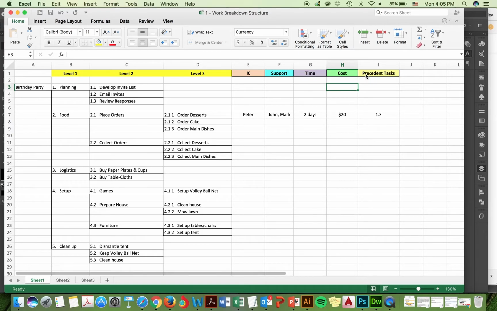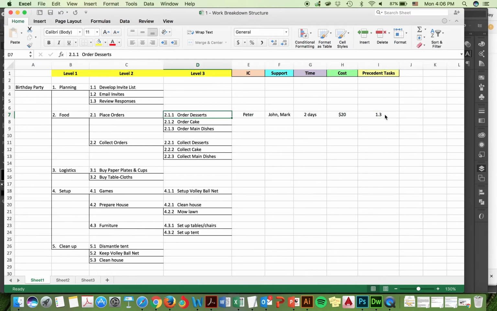All right. And then what does it mean by precedent task? Meaning, can you do this without, okay, if there is a task that has to be completed prior to this task, then you have to write it down here. Let's say you look at this one. So order desserts. The precedent task is 1.3. Why is it so? Because you have to know who is coming, who is not. You have to know how many people are coming. So if there are 10 people coming, then you know you have to order 10 desserts. Get it? So you cannot do it until you have the exact number of people.